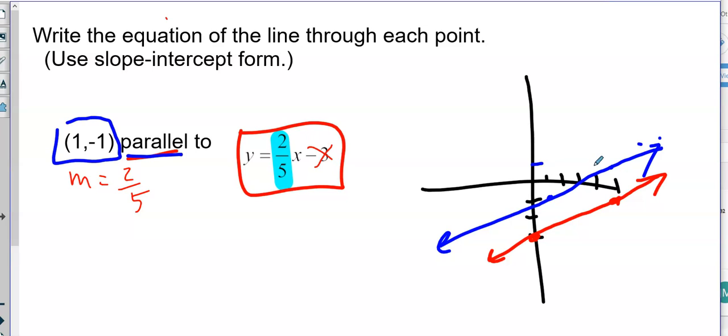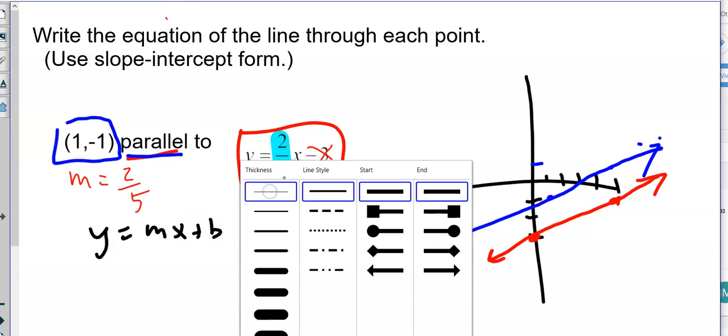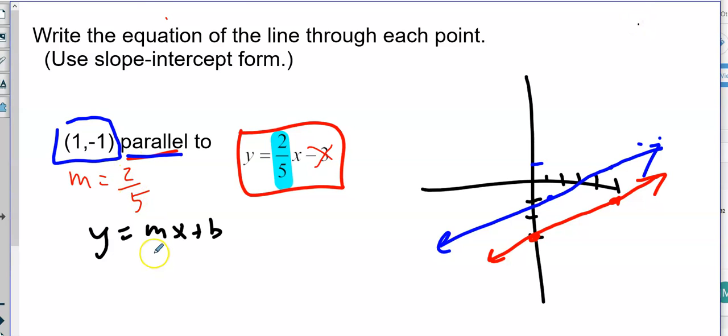It says to use slope-intercept form. So let's try that. Slope-intercept form is y = mx + b. Using that form, let's plug in what we know. We know the slope is 2/5, and we know x is 1 and y is -1. I'm going to solve for b. I really need to find out what b is. So this would be -1 = 2/5 + b.